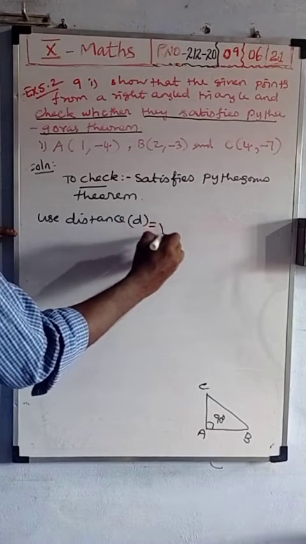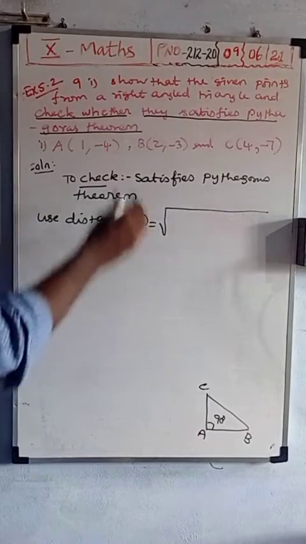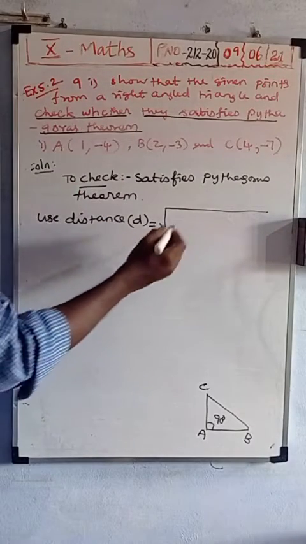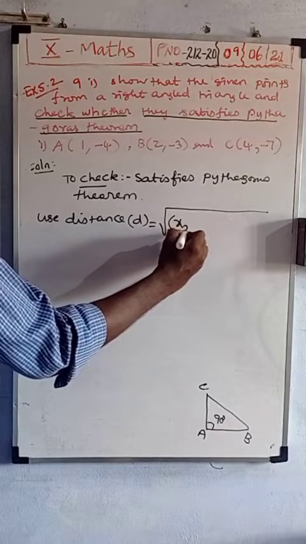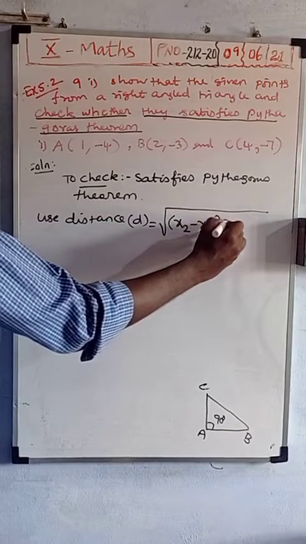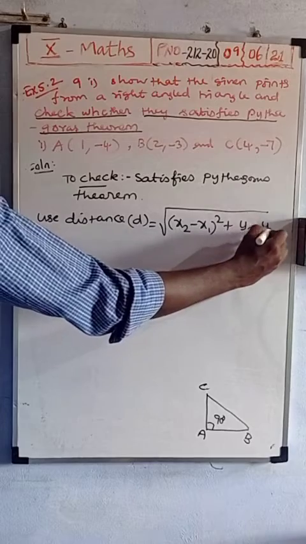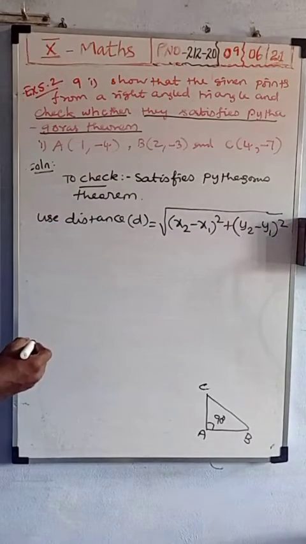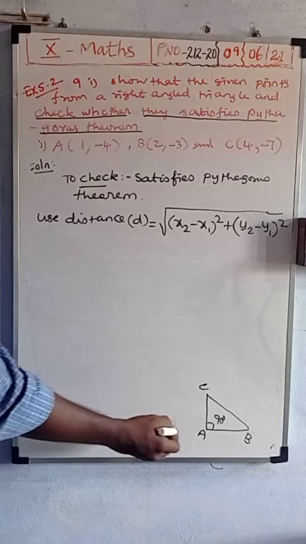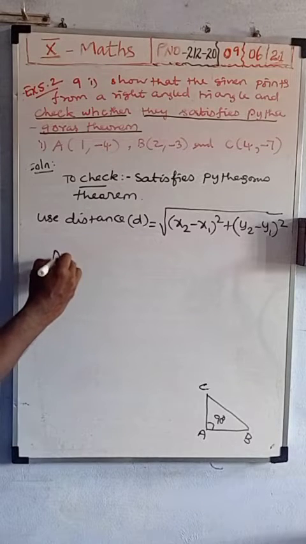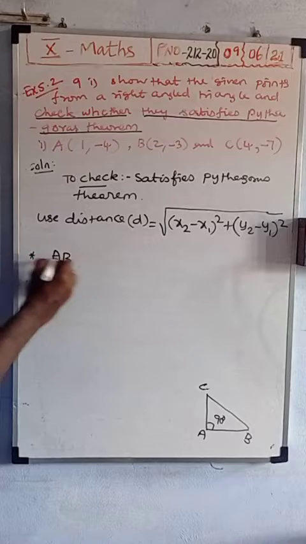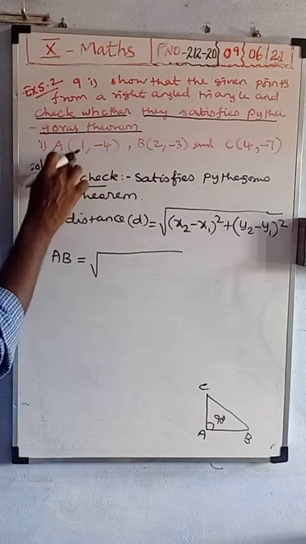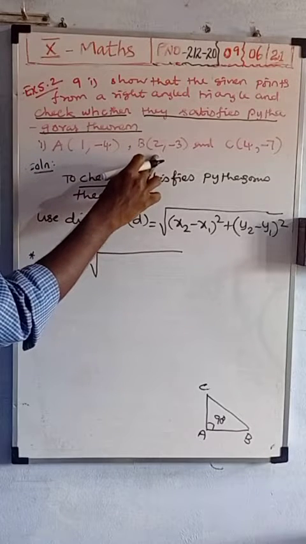What is the formula? First I used slope and proved it is a right angle triangle. Next, for the Pythagoras theorem, you want to use distance. Two points are given, so use distance: square root of (x2 minus x1) whole squared plus (y2 minus y1) whole squared. First, the distance of AB. We want to check the AB distance, so the square root of AB. A is (x1, y1), B is (x2, y2).